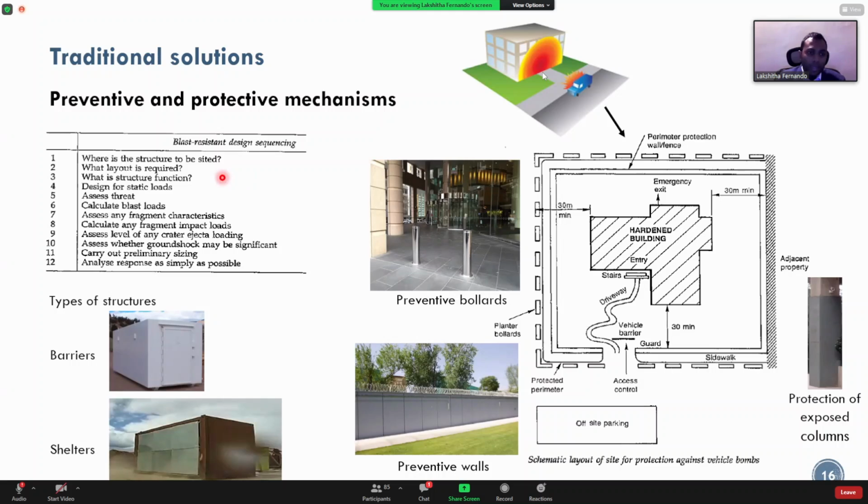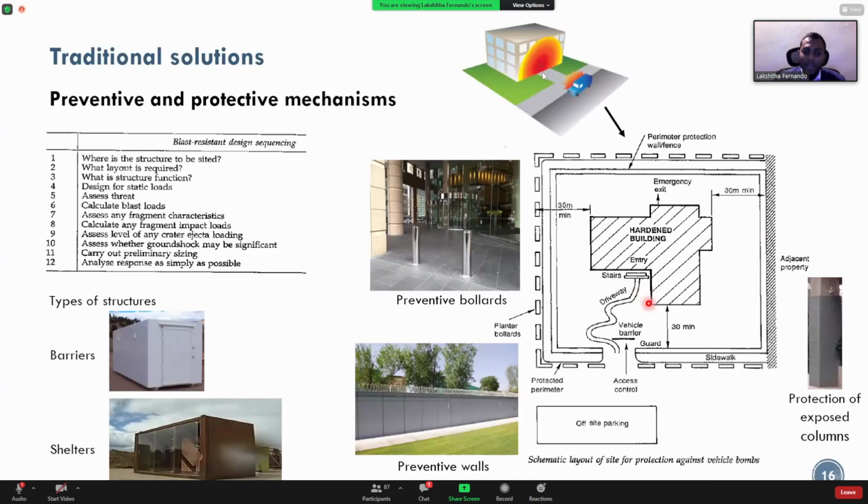Then you do the standard design for the static loads, and the fifth step is the important one, where you assess the threat. This is where we try to predict what kind of blast threats we can have. Back in the day, as you can see in this figure, we thought that by putting up a vehicle barrier, we were preventing any heavy vehicles carrying explosives from coming into the structure. So we thought that way we could avoid structures experiencing massive explosions.